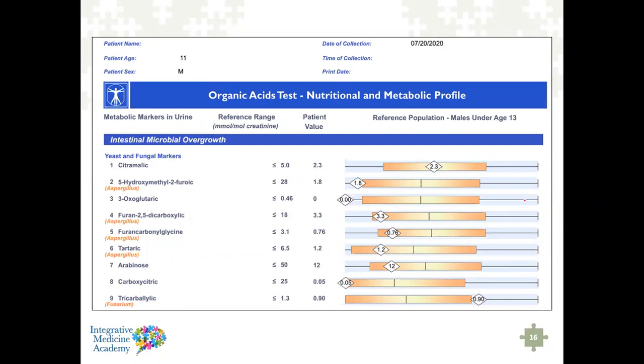As we can see, all of the mold and even the arabinose level is totally normal on the OAT, but we've got extremely high levels of mycotoxins. And so why could that be? Why would that occur? Well, one of the things is that mycotoxins can stay in the body for very prolonged periods of time, months, if not years in some cases.